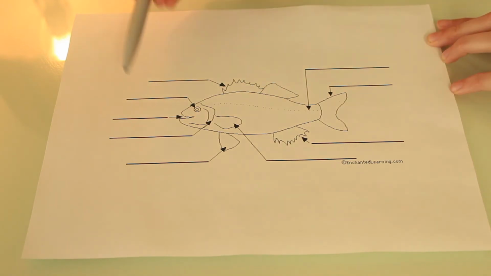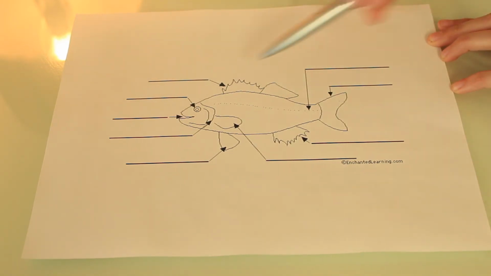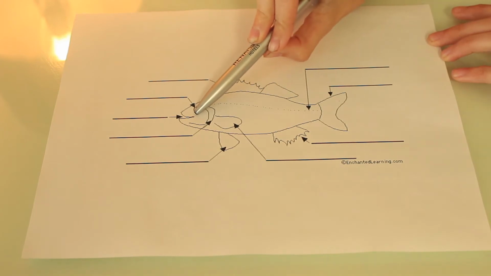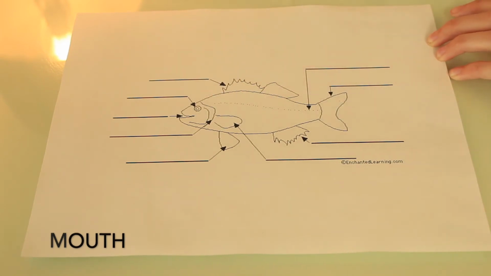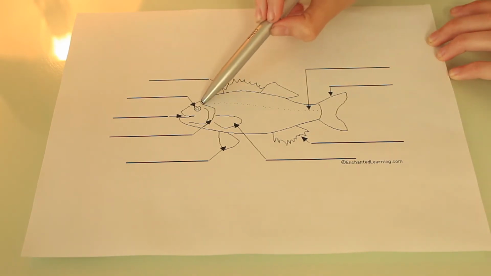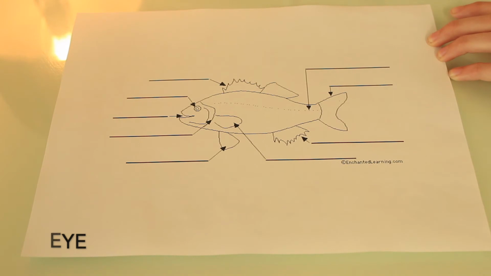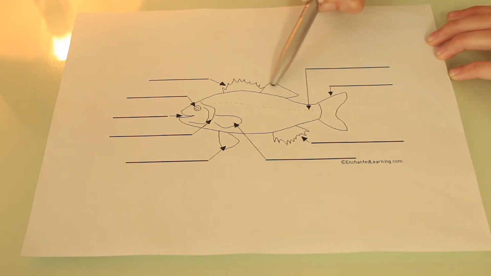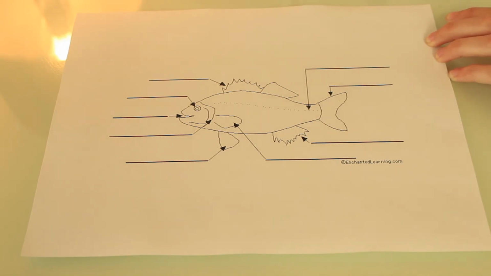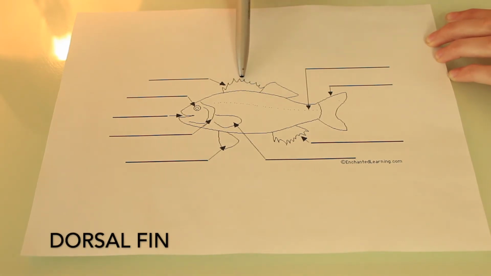First thing we're going to look at is this first feature that we're pointing to here. This feature is one that you are probably familiar with. We are going to call this the mouth of the fish. The next feature that we're going to look at is this next box here. This is pointing to the eye of a fish. The next feature we're going to look at is this top part here. Now you may know this as a fin, but you may not know that fish have specific types of fins. This top fin here is called the dorsal fin.